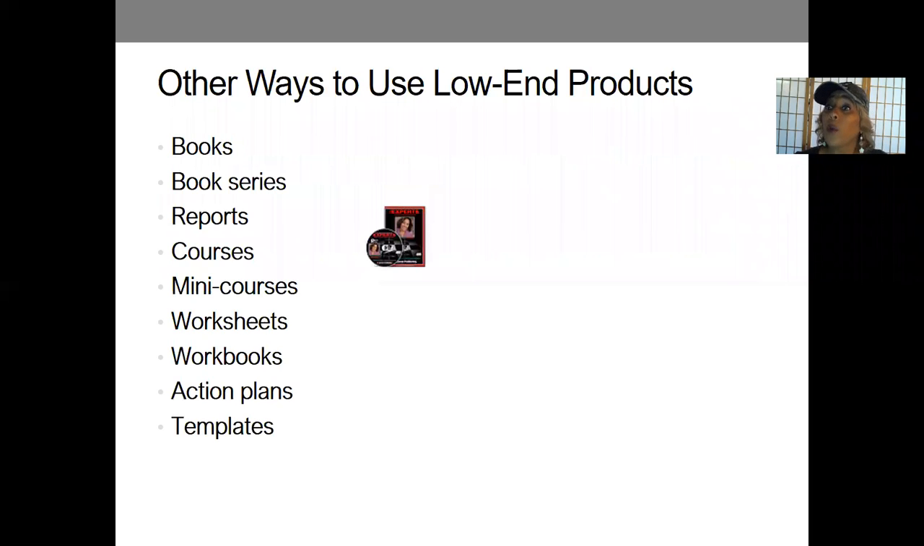So other low-end products that you can use from your book, obviously, you have a book series, which I said was very, very smart. Kevin Wayne Johnson did that. You could do reports. White paper reports are very, very good. People love reports, especially if you are high end in terms of really delivering a lot of information in terms of data that you've collected. Break it down into reports, not one big report, but break them out into little reports.